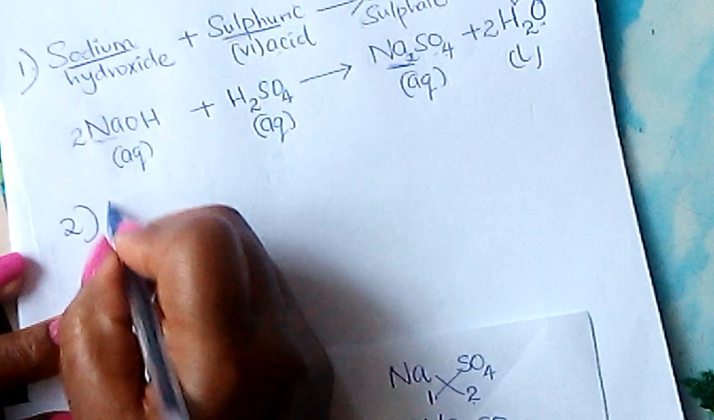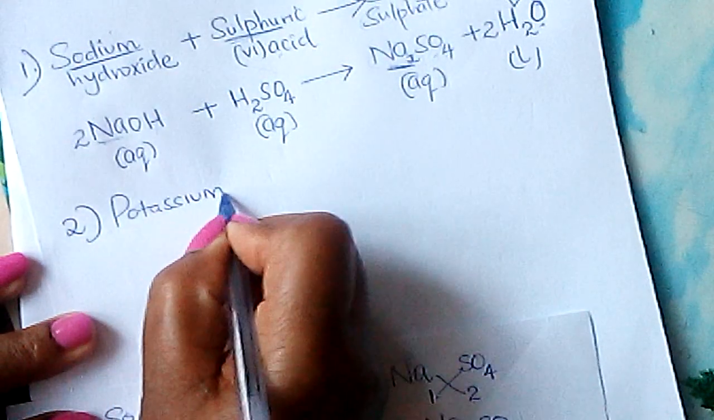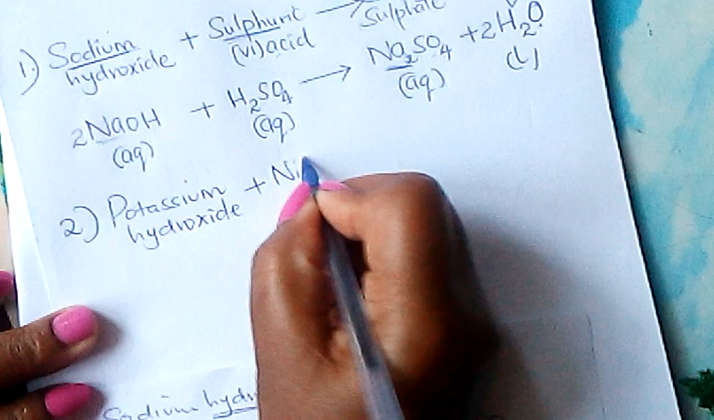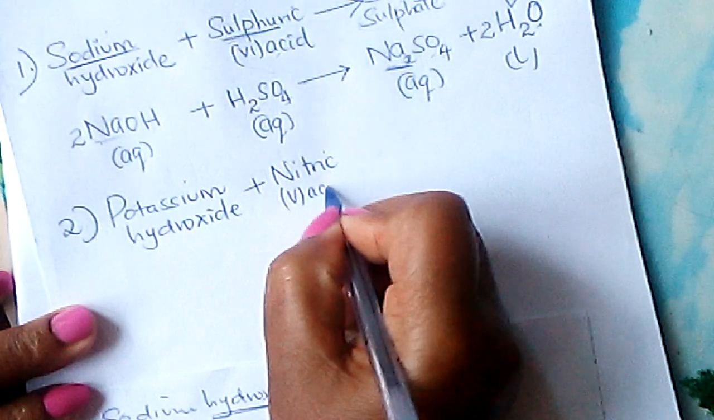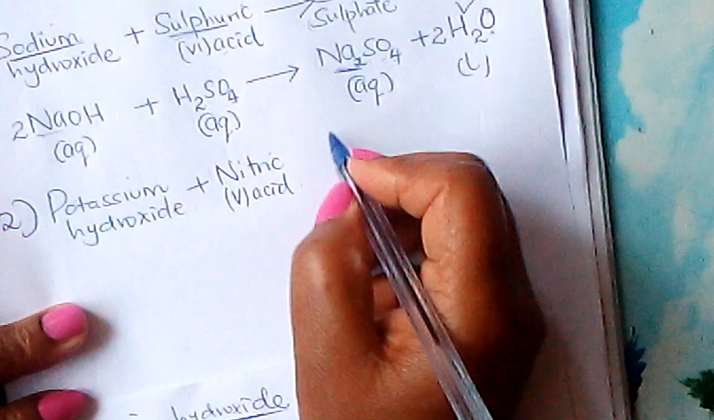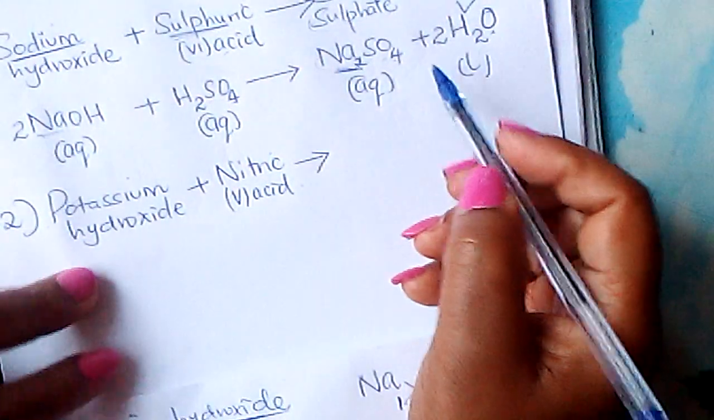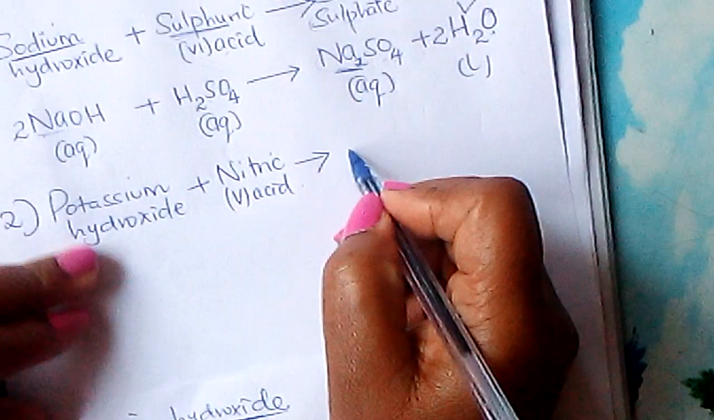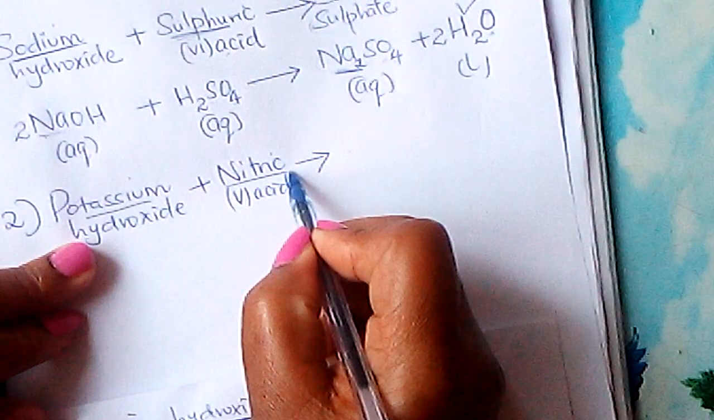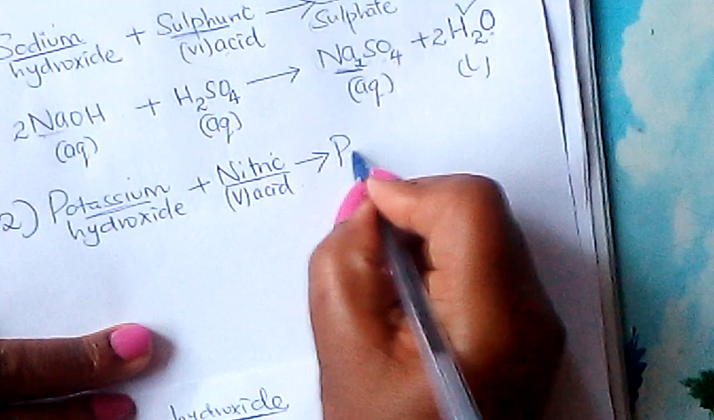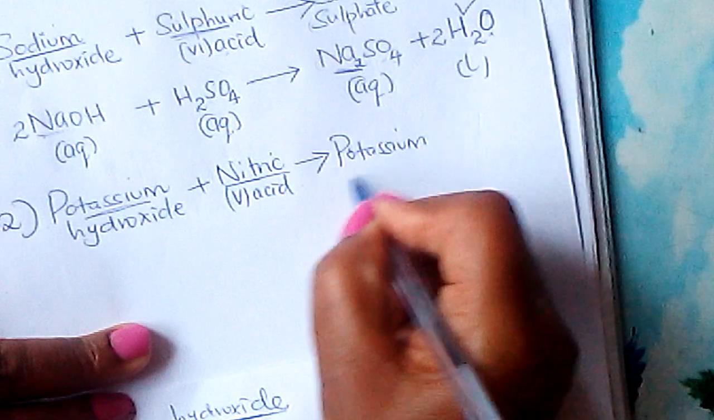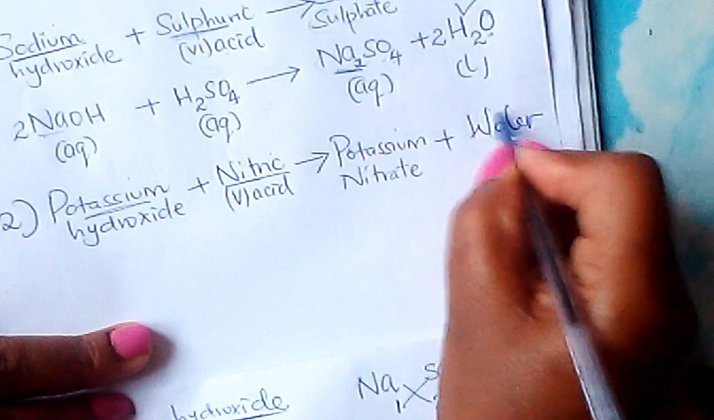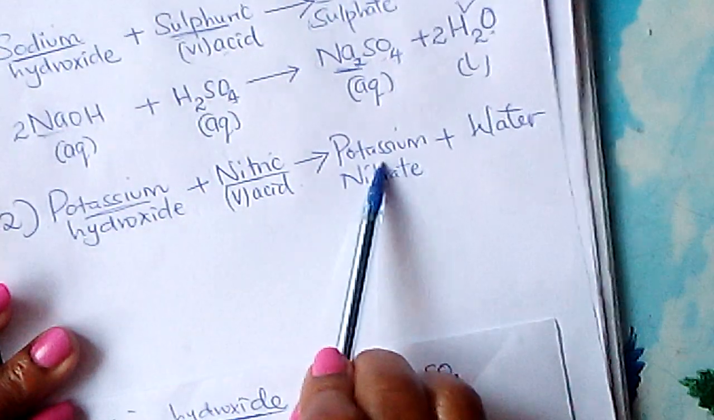We do potassium hydroxide, Lana. Potassium hydroxide and nitric acid. Lana, what are the products? This is a base. Hydroxide is a base. A base plus an acid will give you salt and water. Which salt? Potassium nitrate. So you write it here, word equation, potassium nitrate, Lana, plus water. Look at that. BASWA, base plus an acid gives you salt and water.